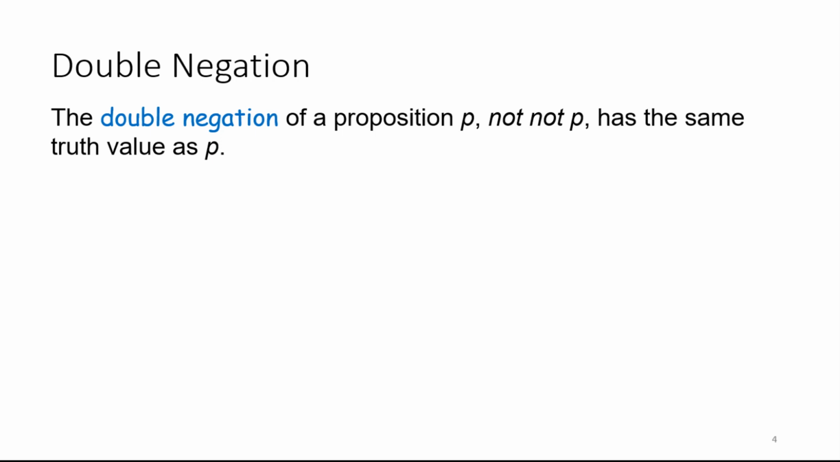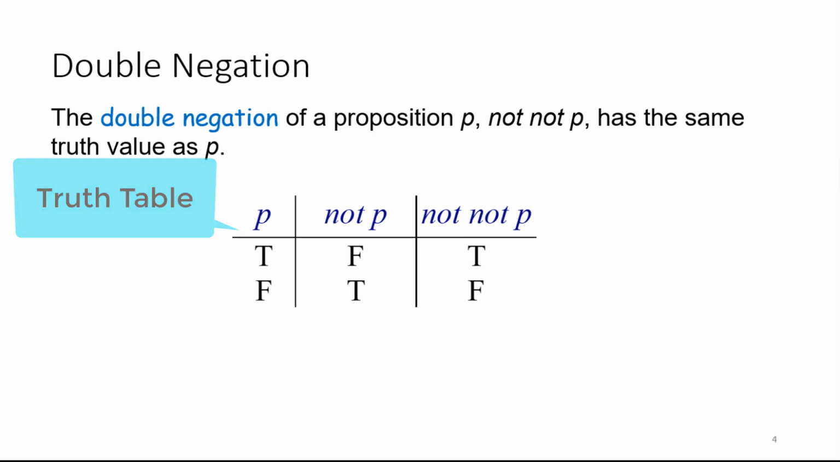Provided for you is a truth table. Let's observe it has 3 columns and 3 rows. The first column is labeled P, that's our statement's truth value. The second column is labeled not P, that's the negation of the statement's truth value. And the third one is not not P, which is the truth value of the negation of the negation.